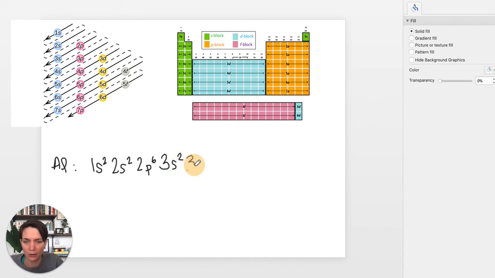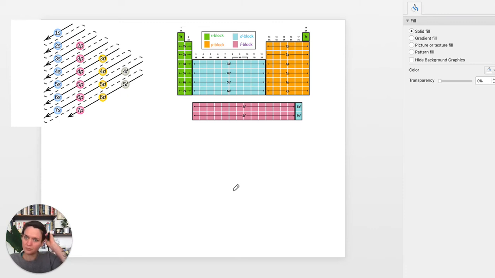So then I get to 3p. Aluminum is the first one in that column, right here. So this is the electron configuration of aluminum. Very cool. So in order to have one electron in that p orbital, all of these orbitals have to be full, right? Lowest energy orbitals get filled first.